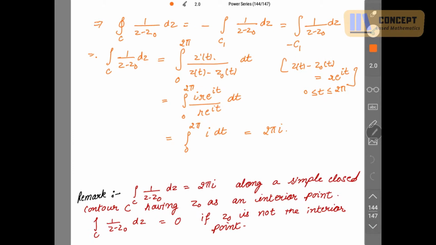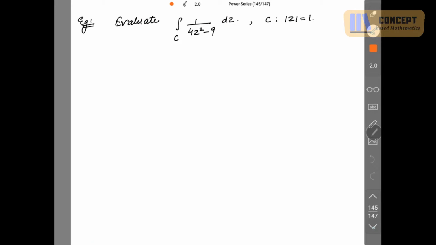So there is a remark: the integral over C of 1 over (z minus z0) dz is 2 pi i along a simple closed contour C having z0 as an interior point. Interior point means that the point should lie inside the given circle. Otherwise, this integral is 0. Okay, let's do some more examples that will make this clearer.